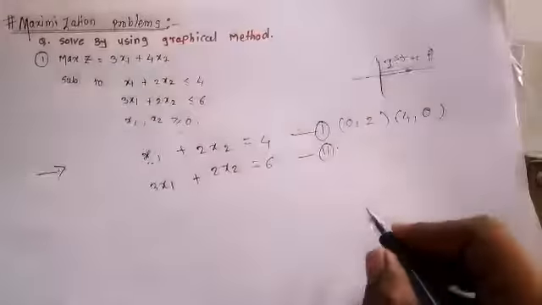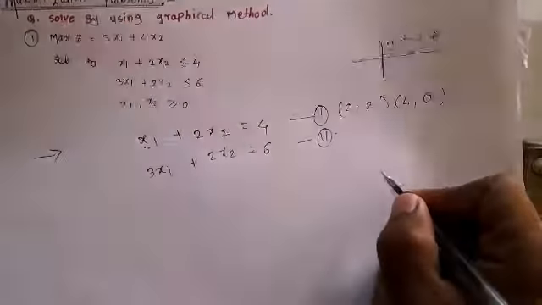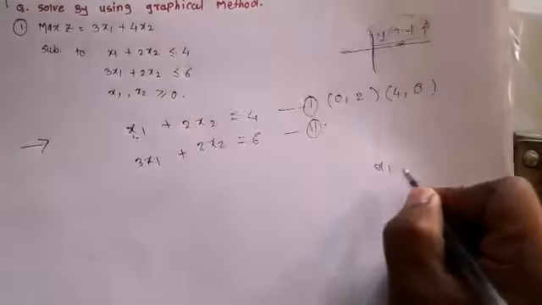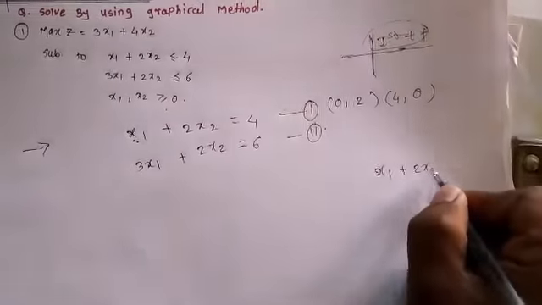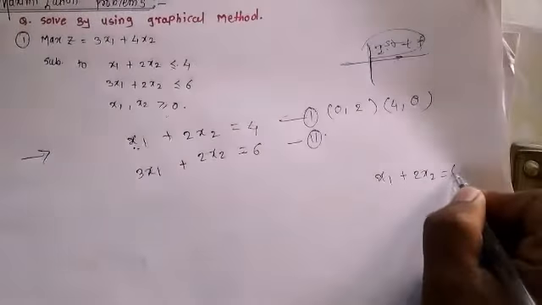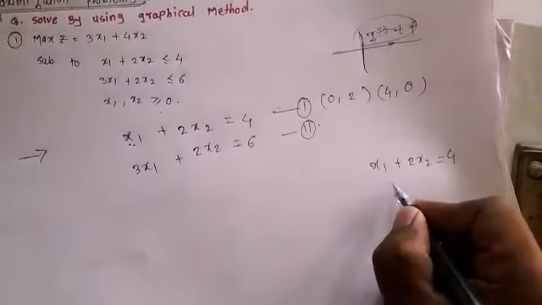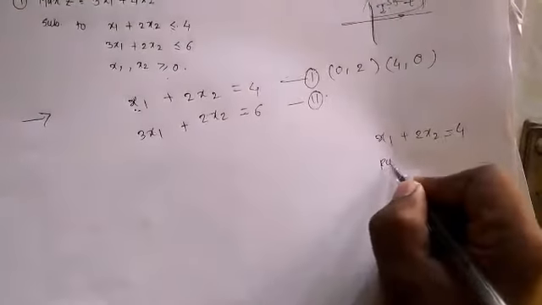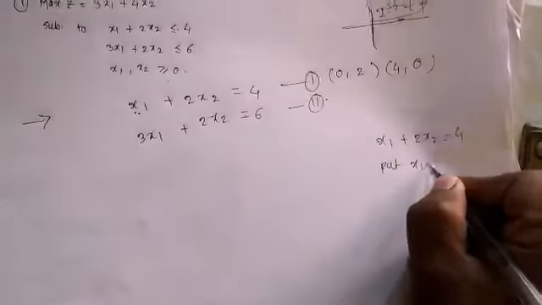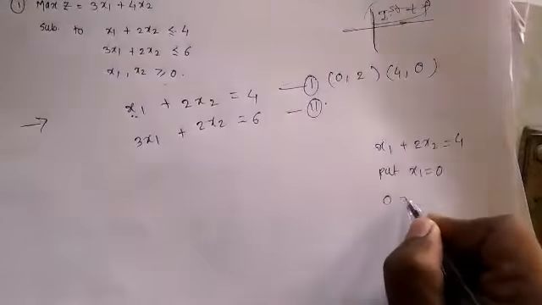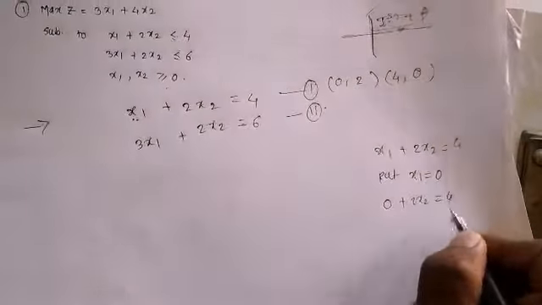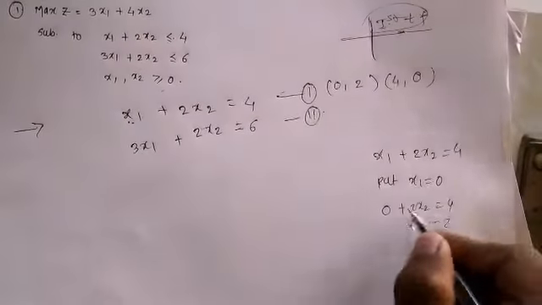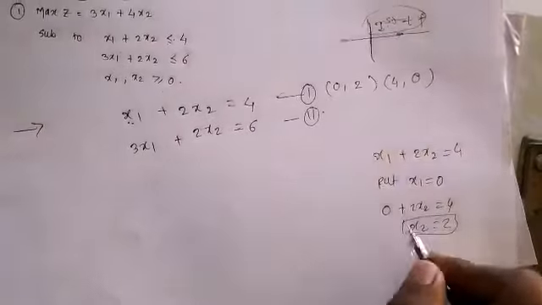If some people have confusion, they can look here. What is our first equation? x1 plus 2x2 equals 4. Now we have to find the coordinates, so we put one variable equal to 0. Suppose we put x1 equal to 0, then what happens? 0 plus 2x2 equals 4, and x2 equals 2, as this 2 goes to the other side.